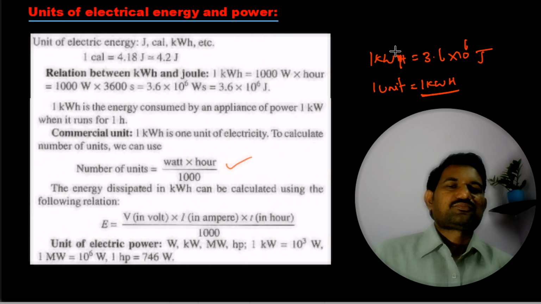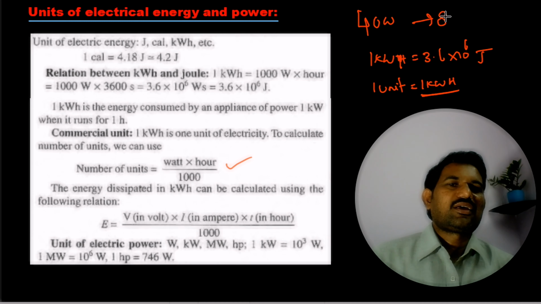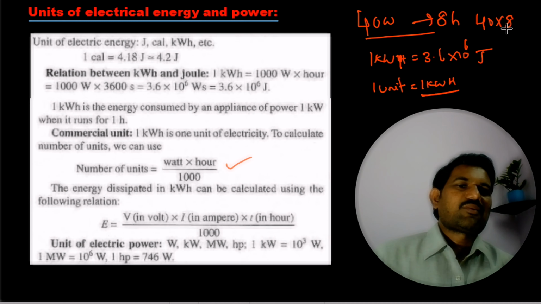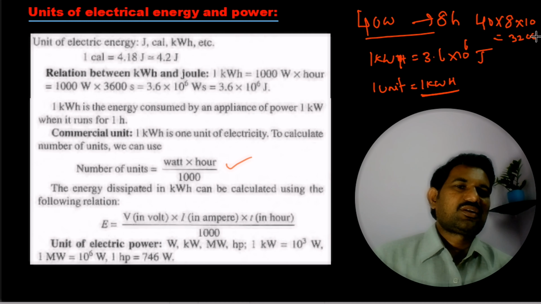Suppose a tube light of 40 watts is used for 8 hours a day. How much energy is consumed per day? Directly you can write this as 40 into 8. If I am asking for 10 days, then you need to multiply with 10. So 3200 watt hours will be there. Then to convert this into kilowatt hour, we need to divide by 1000. Therefore, you will get this value as 3.2 kilowatt hour.